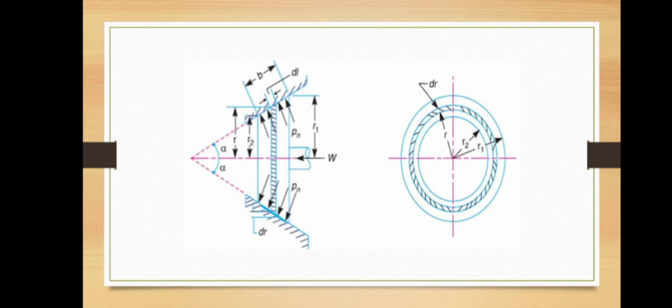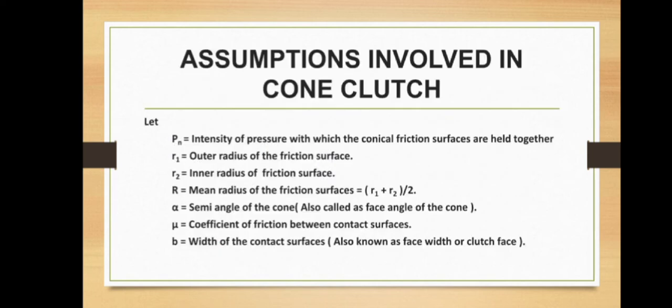So, let us derive the formula. Here b, alpha, R1, R2, P and W are used for deriving the formula for the cone clutch. Assumptions: for finding the formula, there are certain assumptions. Pn is the pressure intensity with which the conical surfaces are held together, that is the normal pressure between the contact surfaces. R1 is the outer radius of the friction surfaces and R2 is the inner radius of the friction surface. Capital R is the mean radius of friction, that is r1 plus r2 divided by 2.